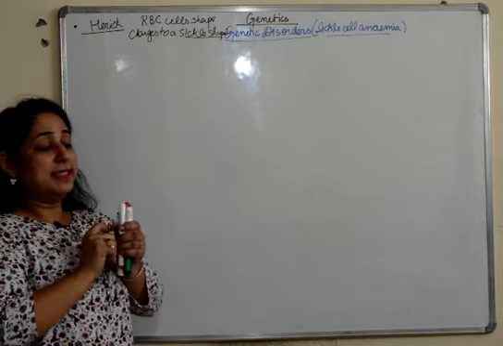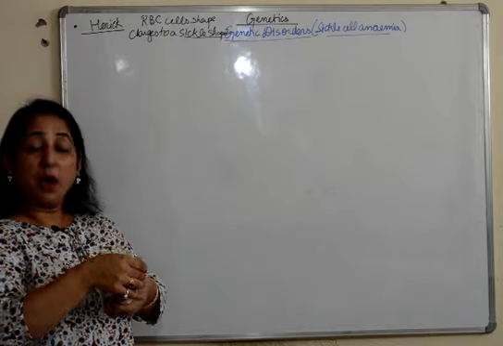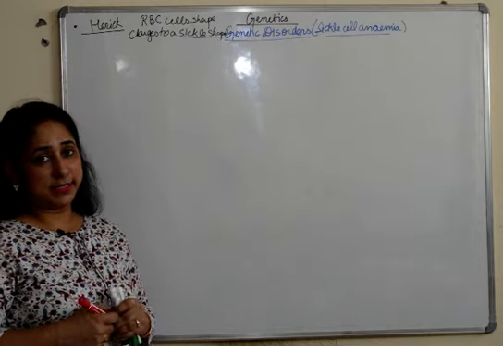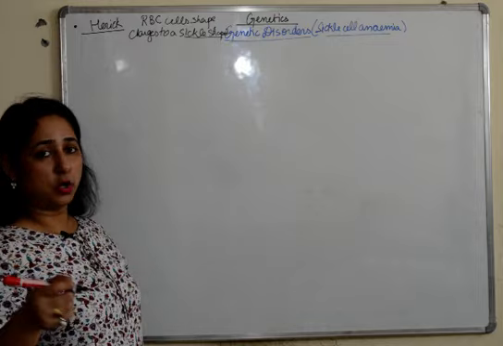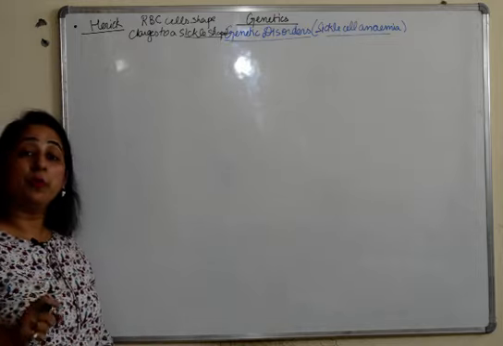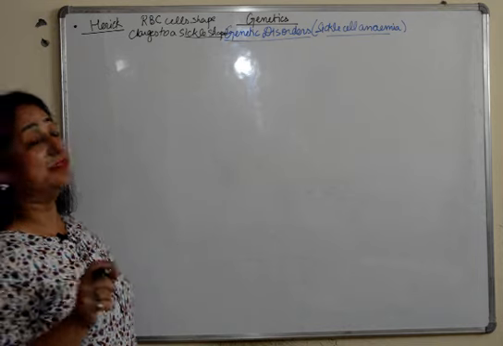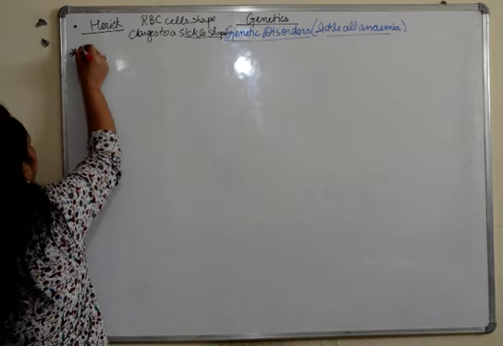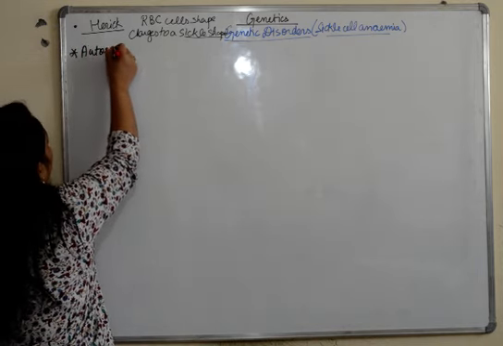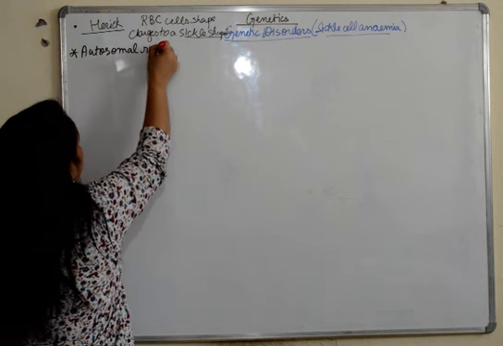Now, in sickle cell anemia, first of all, what type of a disorder is this? This is a genetic disorder, we know it for sure, but what type? Autosomal recessive disorder.